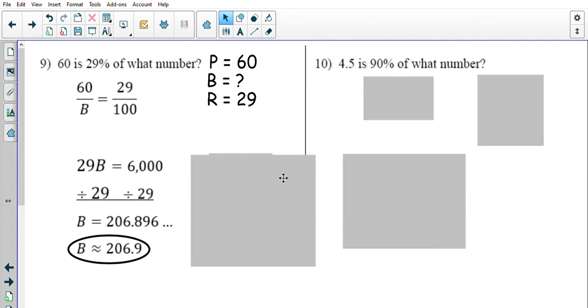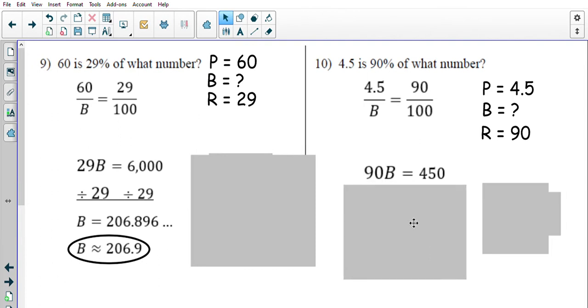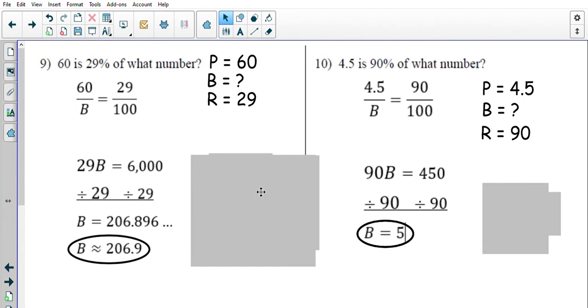All right, let's go ahead and take a look at number 10. 4.5 is 90% of what number? 90 is R. 4.5 is the part. B is my unknown. P over B is 4.5 over B equals R, or 90 over 100. Cross multiply. 90 times B is 90B. 4.5 times 100 is 450. Divide both sides by 90. Final solution is 5. Ignore that random cursor there. It's just B equals 5.